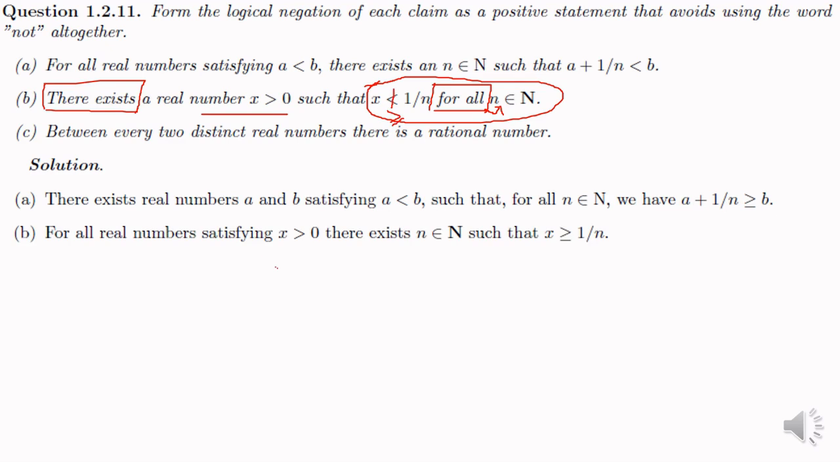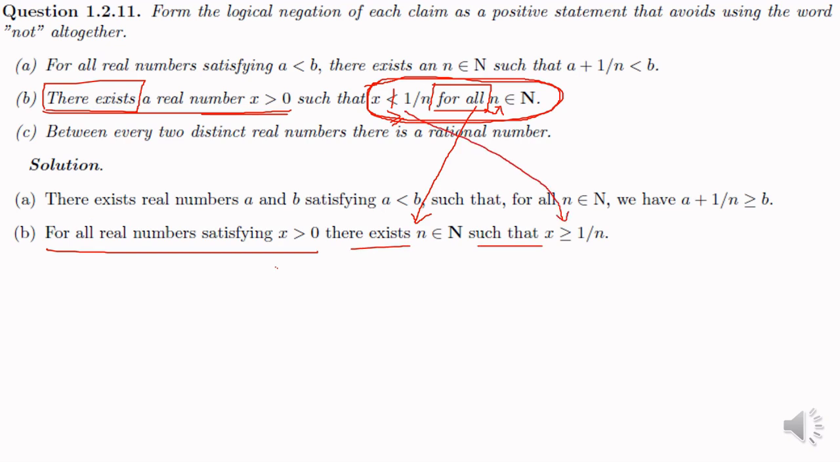For all real numbers satisfying x greater than 0, that is the negation of the first part here. Now the negation of the second part here: "for all" will change to there exists n element of N such that, because "there exists" will be accompanied by "such that", x less than 1 by n; the negation is x greater than or equal to 1 by n. So for all real numbers satisfying x greater than 0, there exists n element of capital N such that x is greater than or equal to 1 by n.